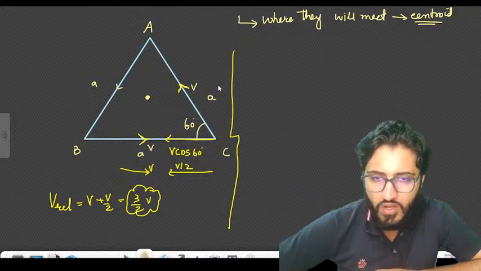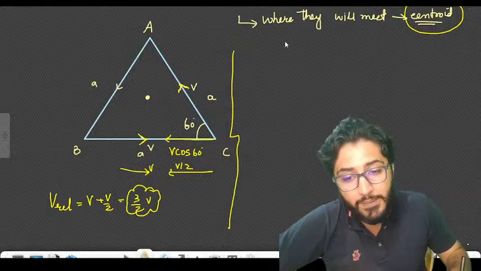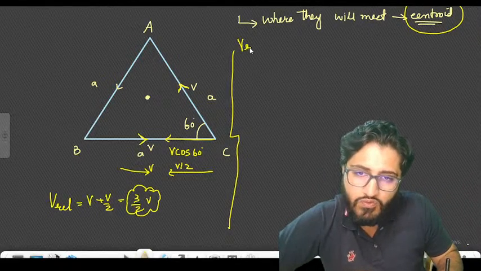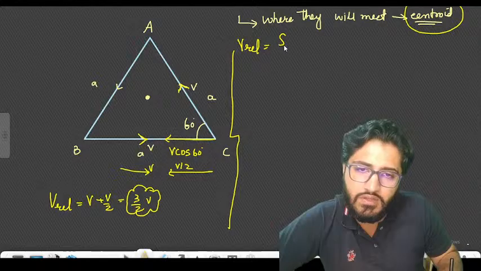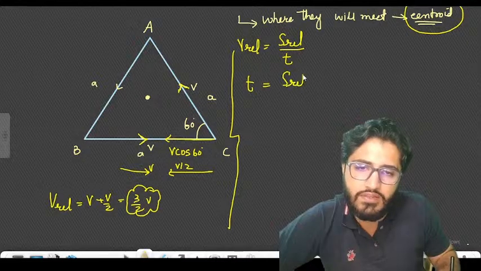Clear? Or they will meet at centroid. And what will be the timing after that they will meet? Time. So what is v relative? V relative is s relative by time t.